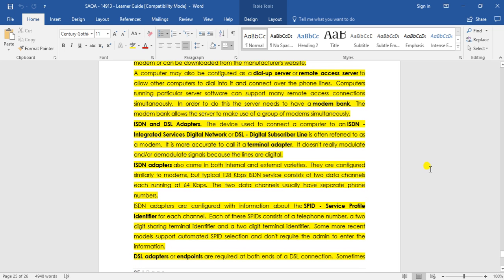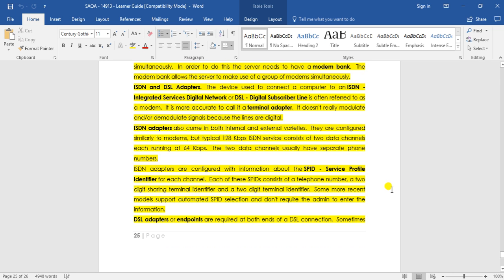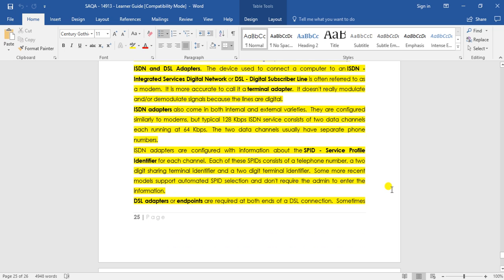ISDN services consist of two data channels, each running at 64 kilobits per second. The two data channels usually have separate phone numbers. The ISDN adapters are configured with information about the SPID, service profile identifier, for each channel. Each of these SPIDs consists of a telephone number, a two-digit sharing terminal identifier, and a two-digit terminal identifier. Some more recent models support automated SPID selection and don't require the admin to enter the information.